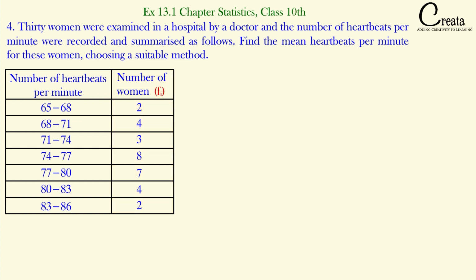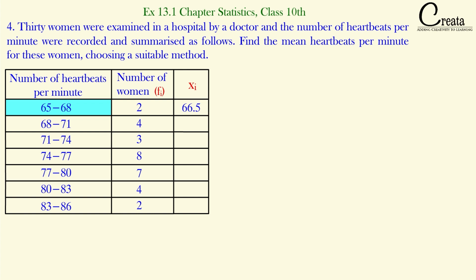Further, our next step, we will find Xi, that is the observation. And how do we find the observation, that is Xi? We find the midpoint of the range. Here our range, for example, is 65 to 68. What will be the middle point of this range? It will be 66.5. The midpoint of 65 and 68 is 66.5. We can also use the formula to get the midpoint, which is lower range plus upper range upon 2.